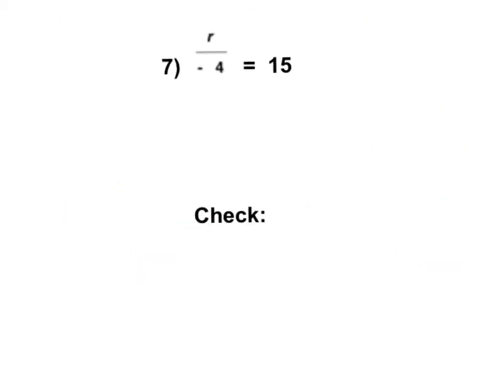Okay, so now I have a division problem. Anytime you have a fraction, you have division. So I have a number r that's being divided by a negative 4 to give me 15.